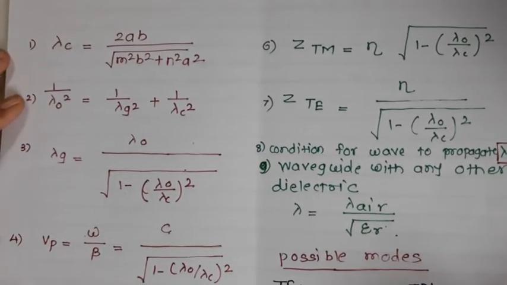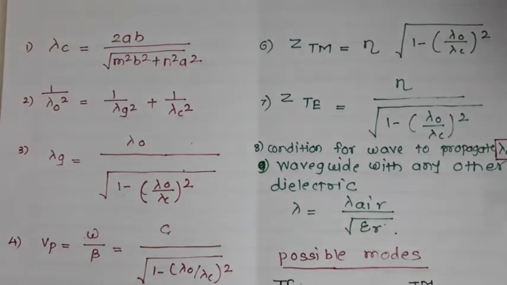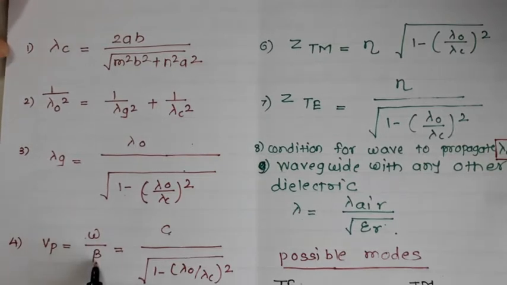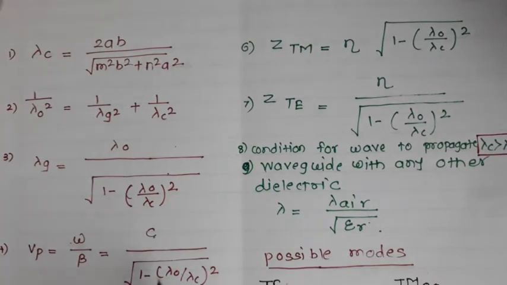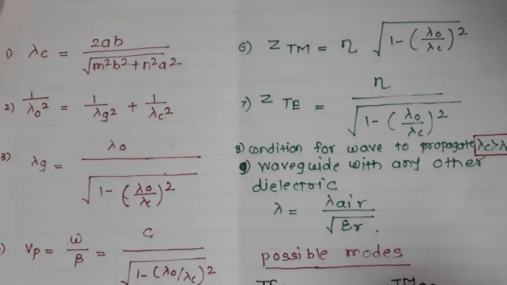When we talk about the phase velocity, there are two formulas: omega by beta, where beta is the phase constant, or c divided by the square root of 1 minus (lambda 0 by lambda c) whole square. Vg is d omega by d beta, the rate of change, and it is equal to c into the square root of 1 minus (lambda 0 by lambda c) whole square. So these things we have already seen.